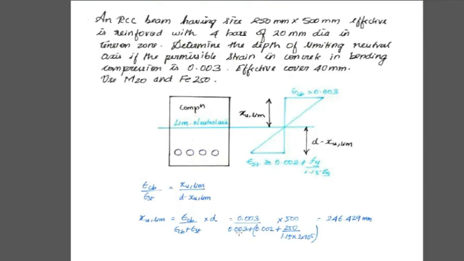So substitute the values, and epsilon st we already know: 0.002 plus fy 250 divided by 1.15 into Young's modulus of steel, 2 into 10 power 5, and effective depth. So total depth is 500 mm. We can give that 500 itself, and the value of xu limit is 246.429. So these kinds of questions you have to give more priority.